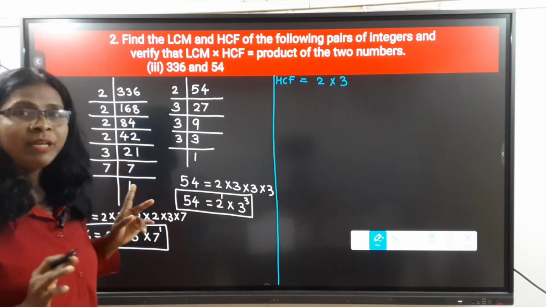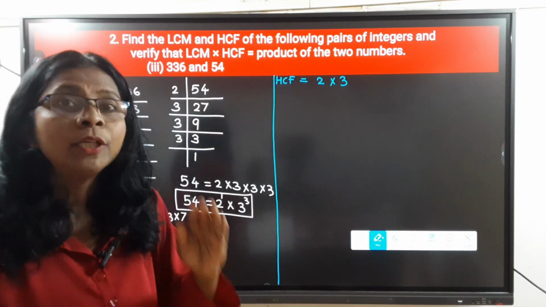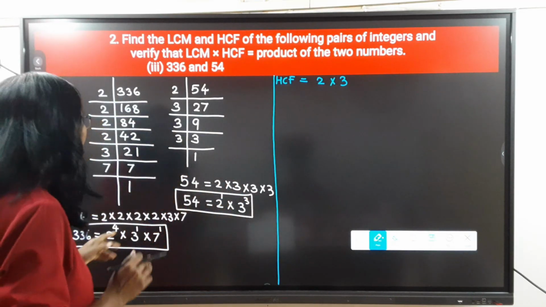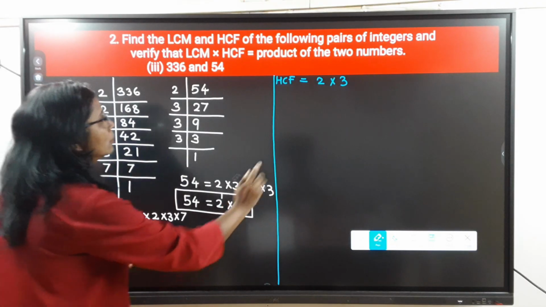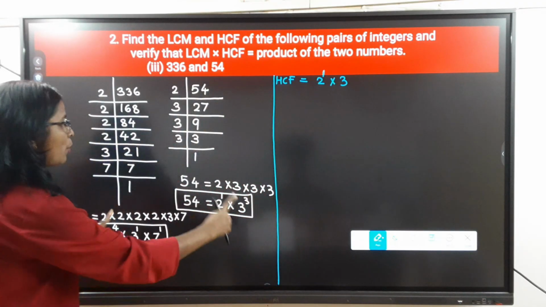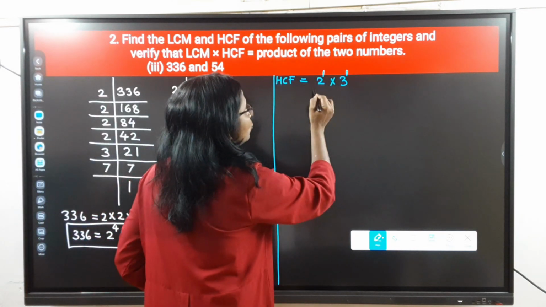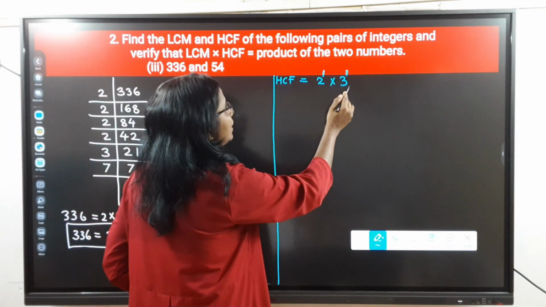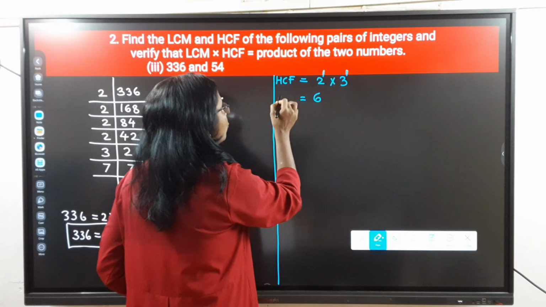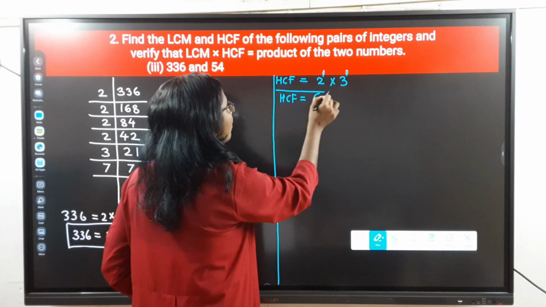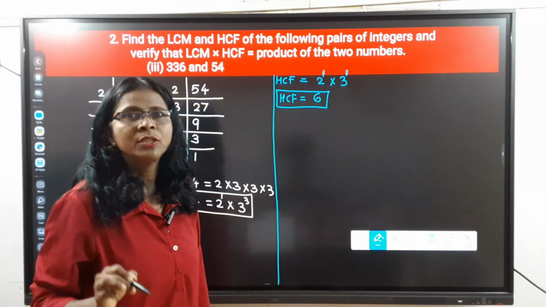Okay, but which power do we take here? We take the smallest power of 2 and 3. The smallest power of 2 here is 1, so I write 1 here. And the smallest power of 3 here students is 1 also. So I write 3 raised to 1. So the product of 2 raised to 1 multiply 3 raised to 1 is 6. So here students, HCF is equal to 6.